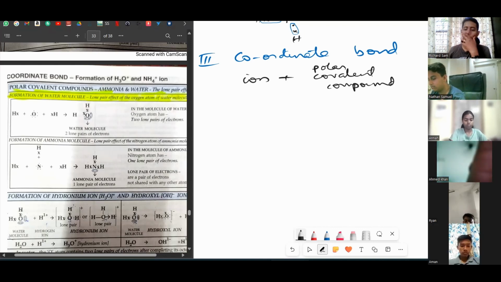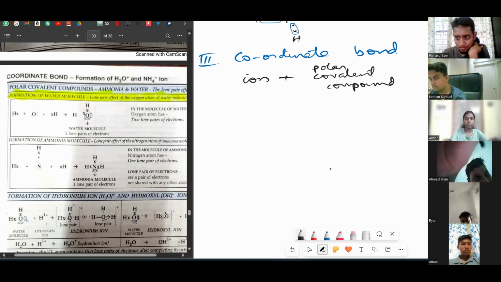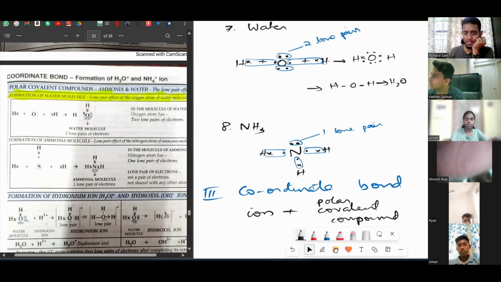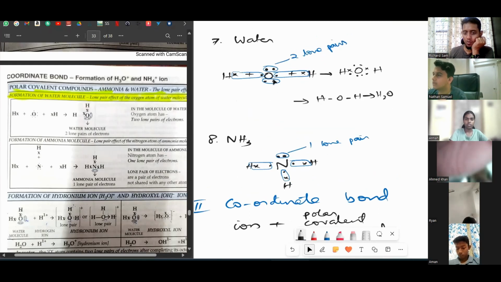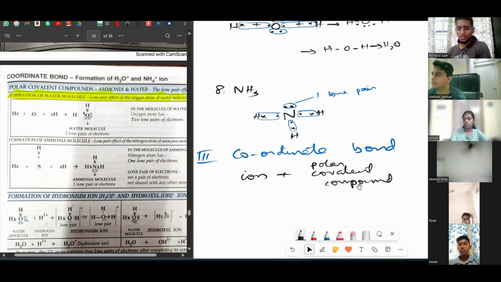Polar covalent compounds have a lone pair, right? We just saw water and ammonia. Water has 2 lone pairs and ammonia has 1 lone pair. Okay, so if there's a lone pair, then it is a polar covalent compound. So that's what's taking part here in the reaction. In a coordinate bond, you have an ion combining with a polar covalent compound.